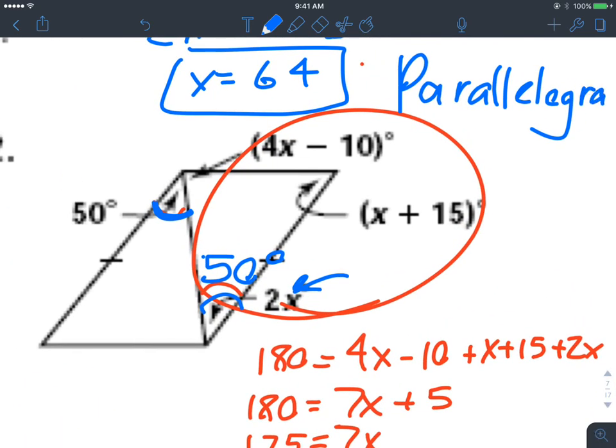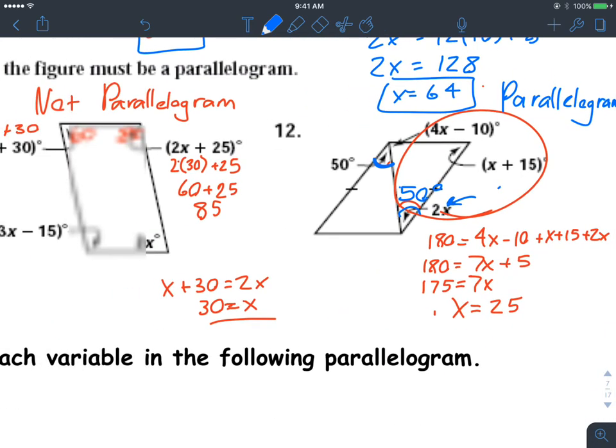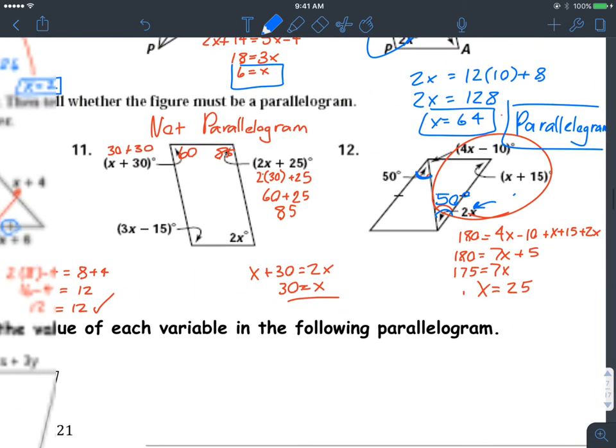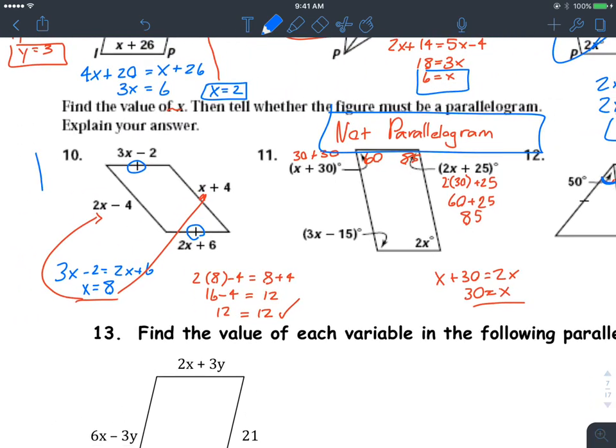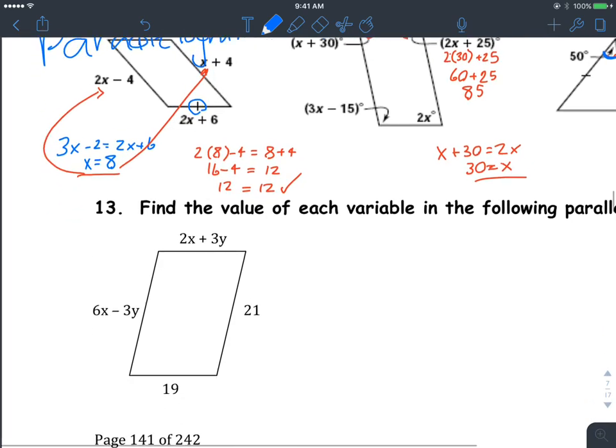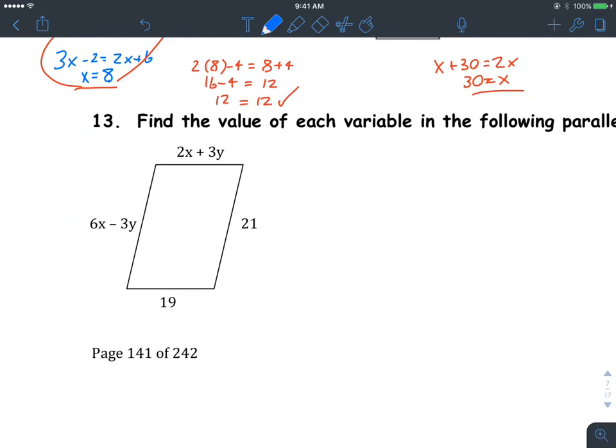Running out of room. Yeah, so it's a parallelogram. So the only one that was not a parallelogram was number 11. There you go. So that's just going back and double checking all the values to make sure everything works out.